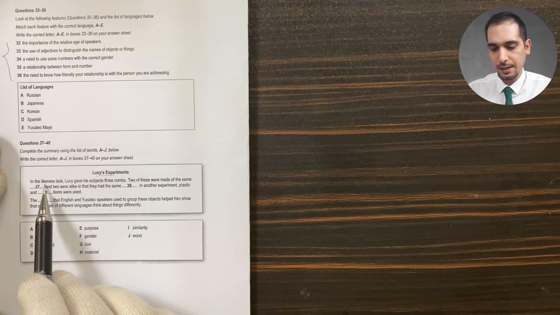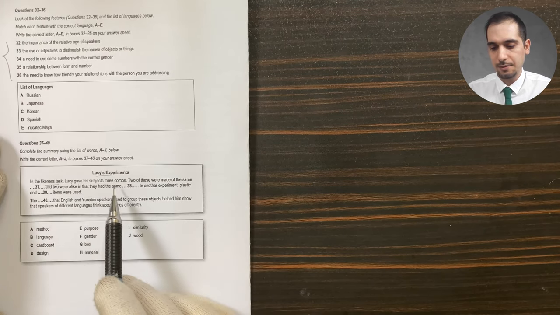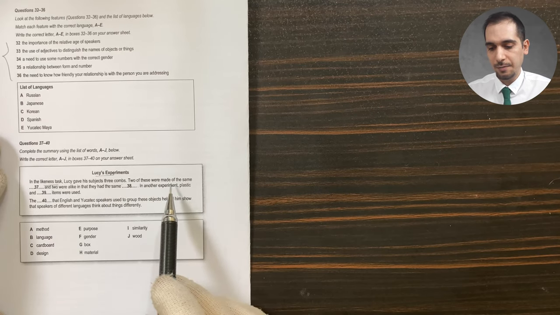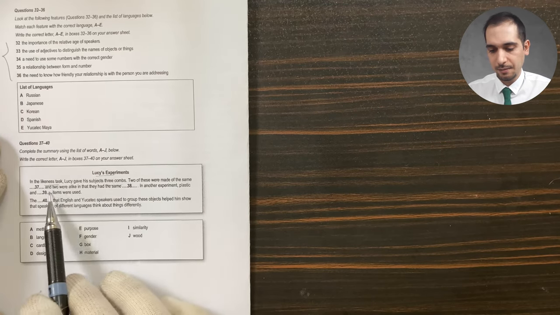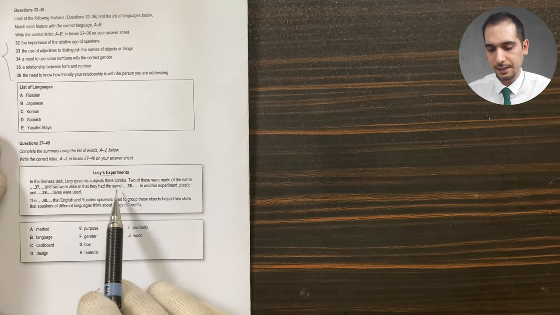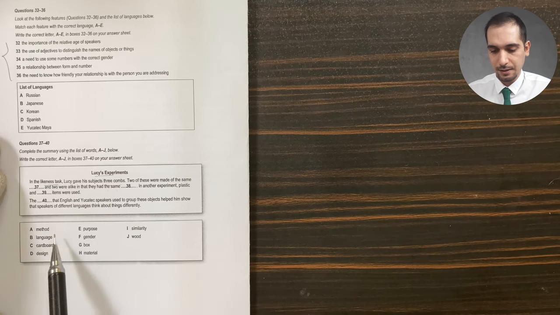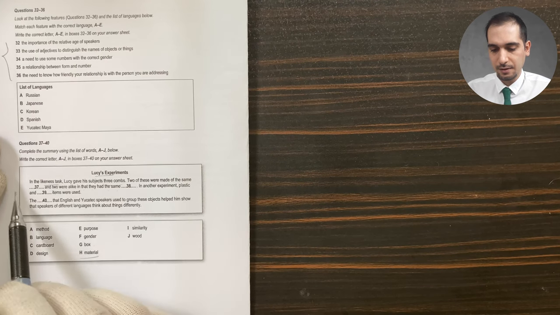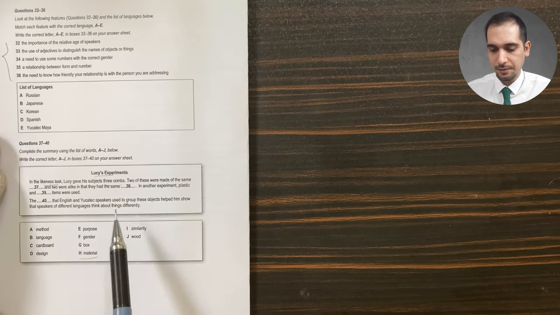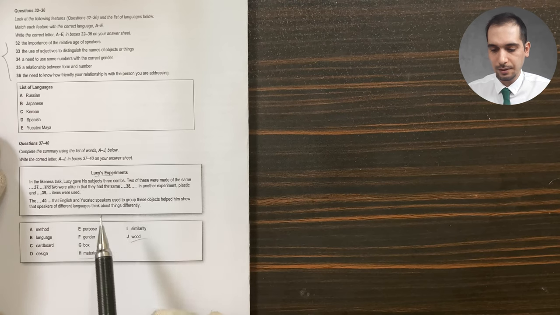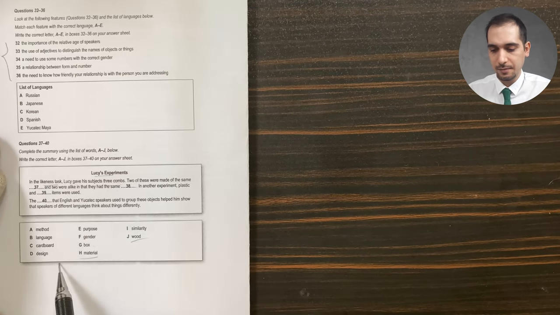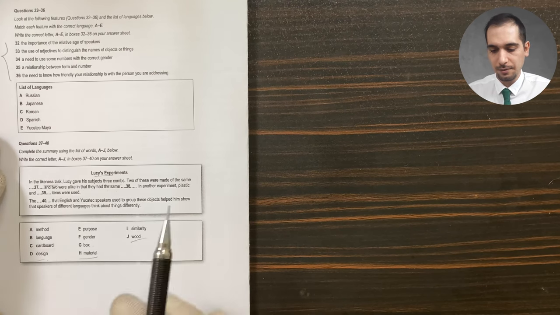In the likeness task, Lucy gave his subjects three combs. Two of these were made of the same something, and two were alike in that they had the same method, the same design, the same material. I think this is age, similarity in food, the same wood maybe. Okay, they had the same material or design.